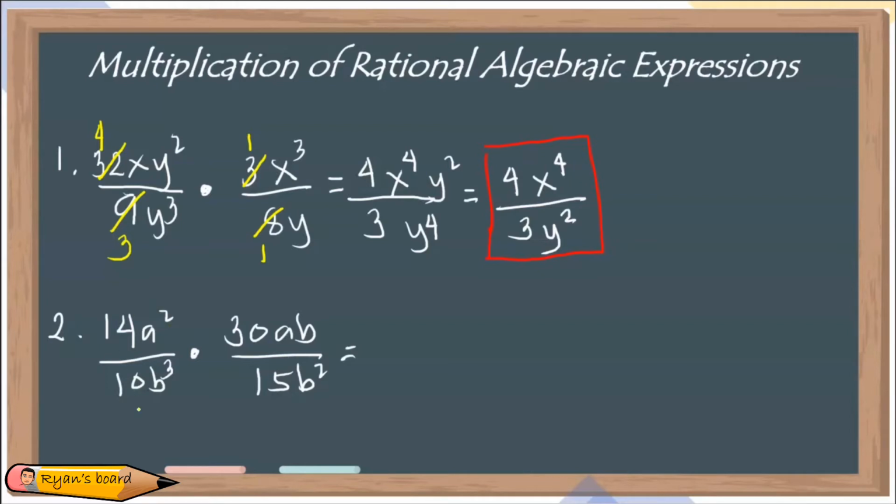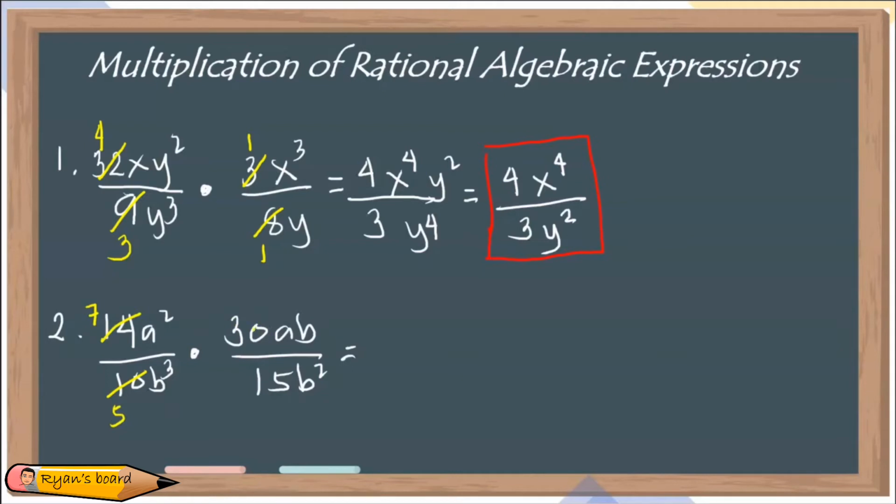Meron bang pwedeng i-divide sa 14 and 10 maliban sa 1? Meron. That's 2. Meron pa bang mas malaki sa 2? I think wala na. So, 14 divided by 2, that's 7. What is 10 divided by 2? That's 5. Okay. Now, let's go to 30.